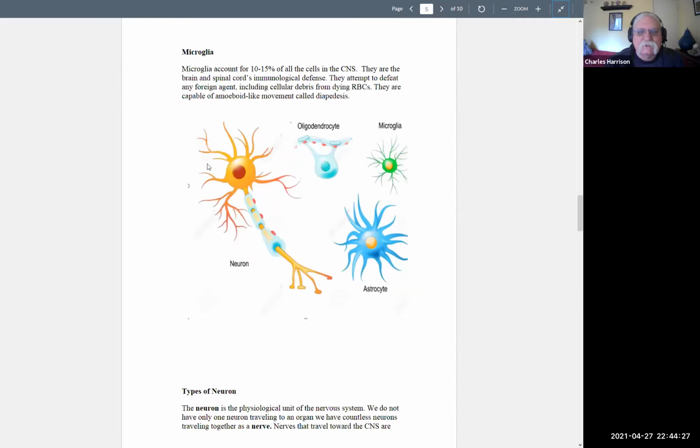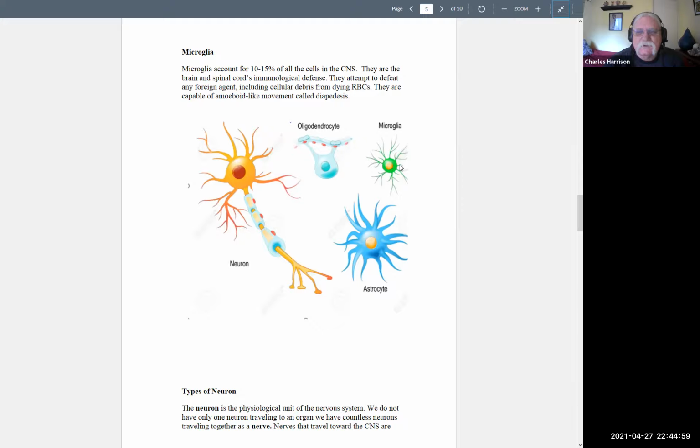Microglia, microglial cells. These are the cleanup cells. These roam the brain and the spinal cord. They can be attached and in place permanently, but many of them move around looking for bacteria, anything that shouldn't be there, a burst capillary that has coagulated but left dead red blood cells behind.